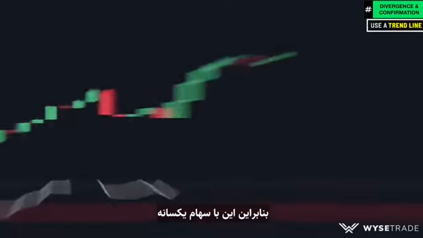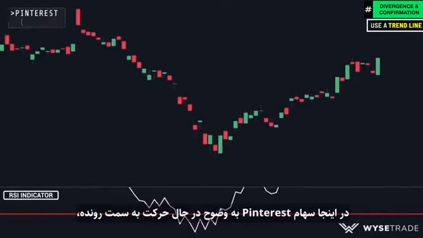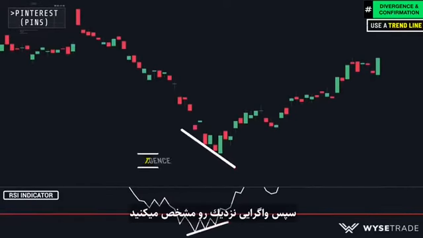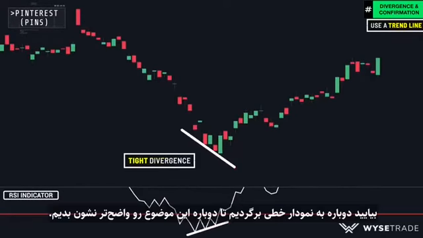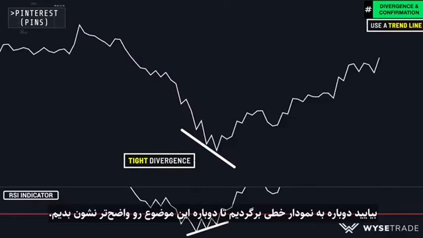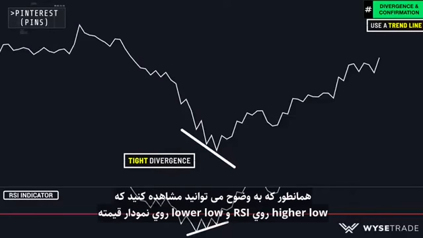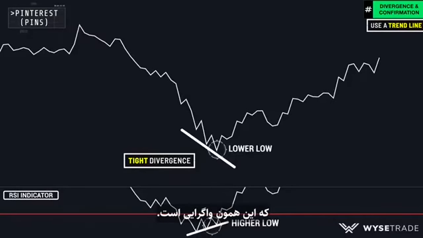So this works the same with stocks. Here's the Pinterest stock, clear moving downtrend. You then spotted your tight divergence. Let's again switch to the line chart to show this more clearly. Again, as you can clearly see, higher low on the RSI and lower low on price, which is divergence.